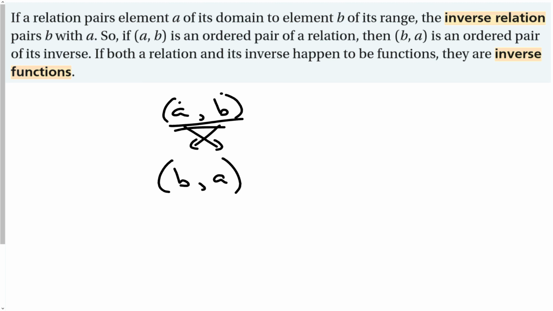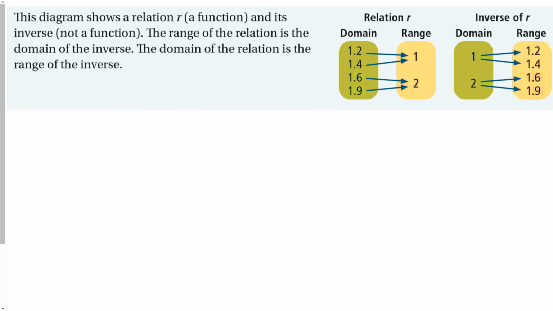And remember, the way you tell a function versus a relation: a relation is anything. A function is a specific type of relation where every element of the domain is paired to one element of the range.